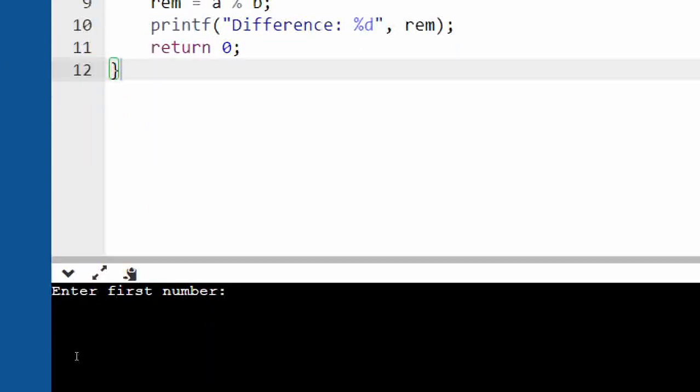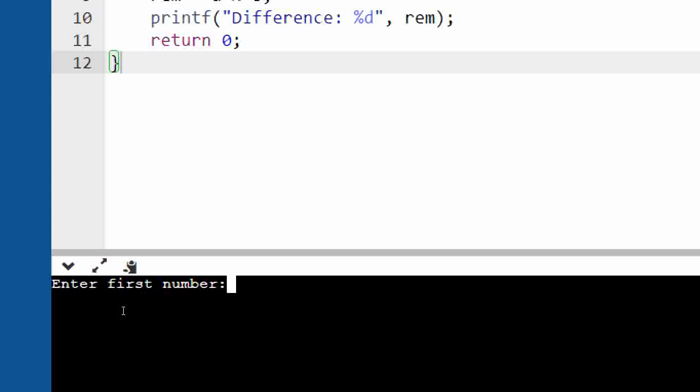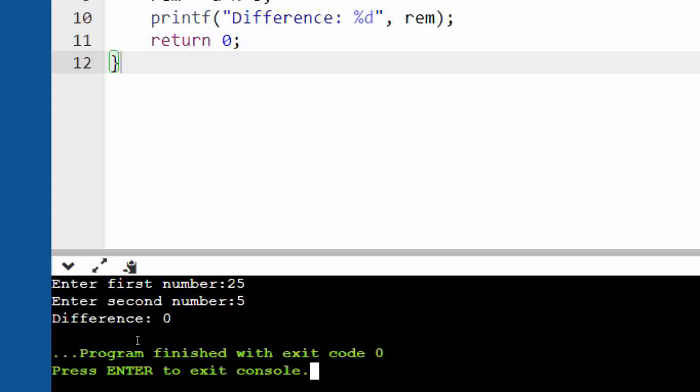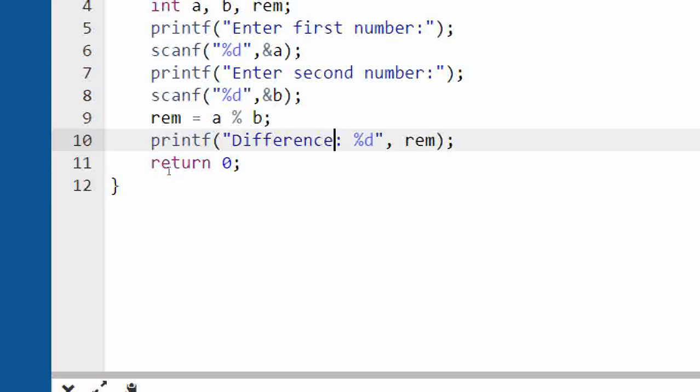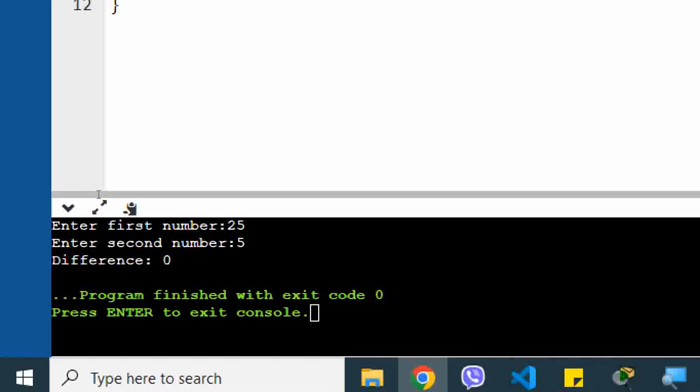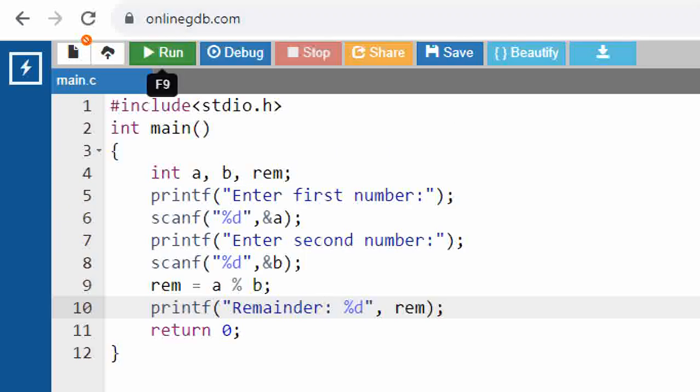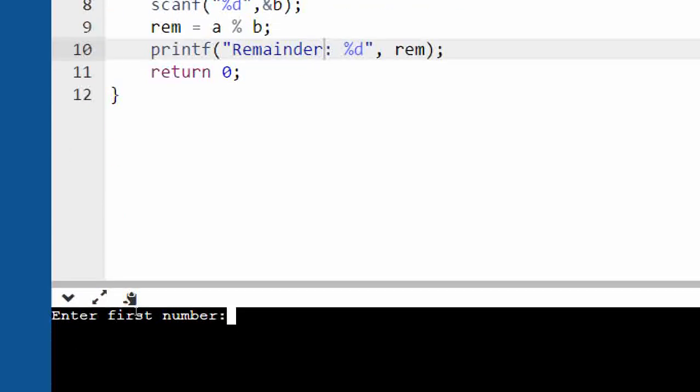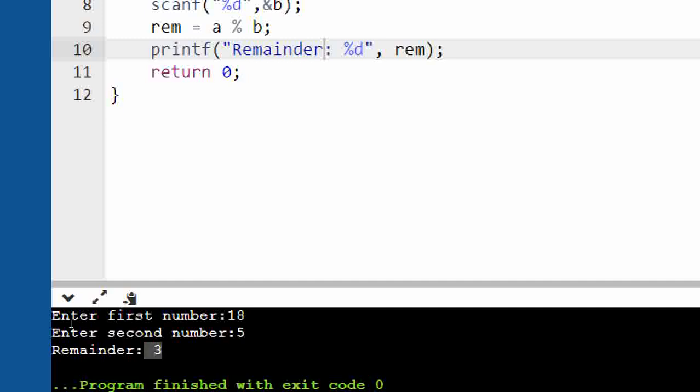Run. So the first number is, let's write 25, and it is divided by 5, then what is the remainder? 0. So here you should write remainder. Similarly, suppose this is 18 and you are going to divide it by 5. So 5 threes are 15, remainder should be 3. So what about the quotient?